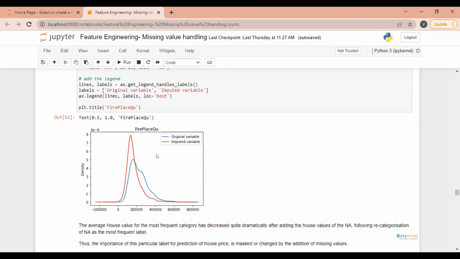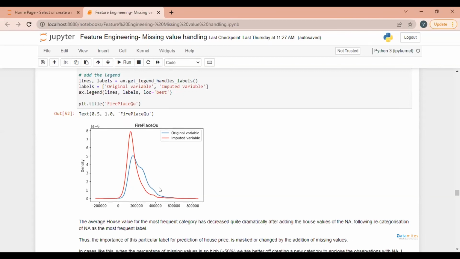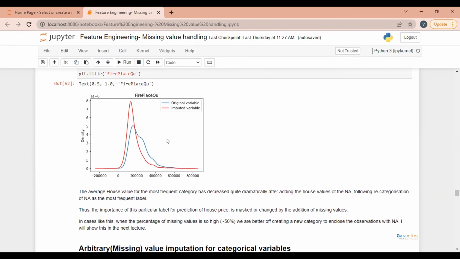The average house price, if you observe here, has reduced. The blue line average seems to be somewhere around here, and for the red line, it has reduced to some extent after we imputed the missing values with the mode. So we can say that when we have a higher percentage of missing values, lots of distortions can be observed, and we have to be ready for those challenges.